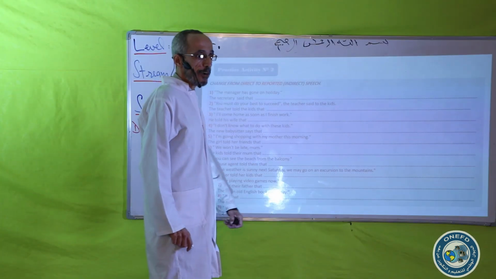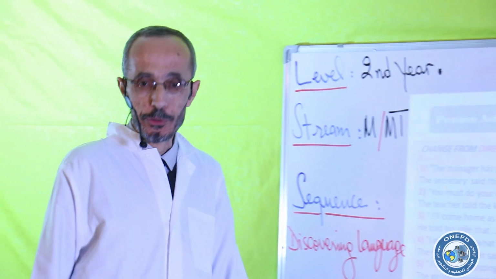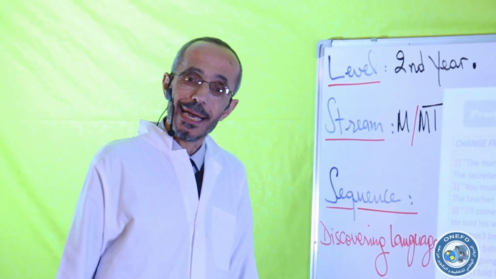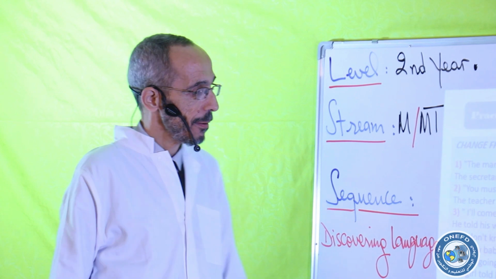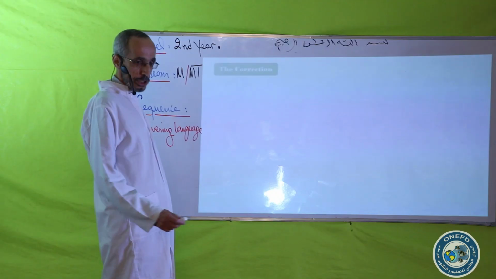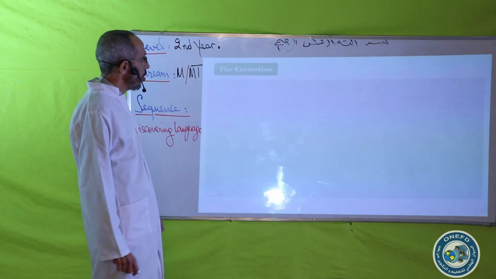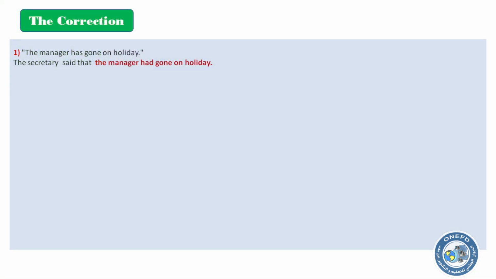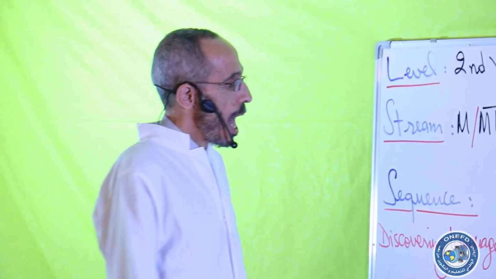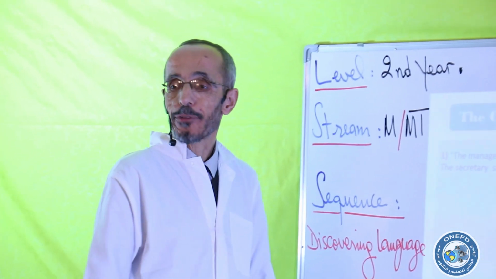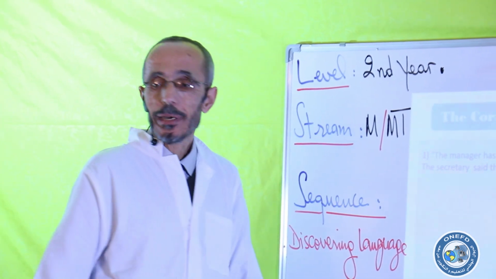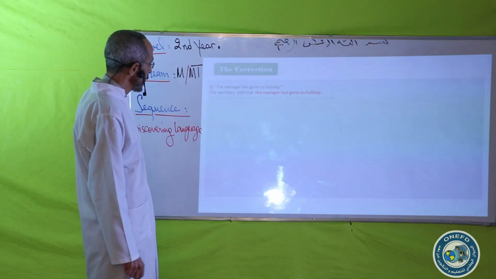I hope that the 5 minutes were enough for you to do the activity. Now, let's correct it all together. The correction. Sentence 1. The manager has gone on holiday. The secretary said that the manager had gone on holiday. Has gone, present perfect. Change it to had gone, past perfect.